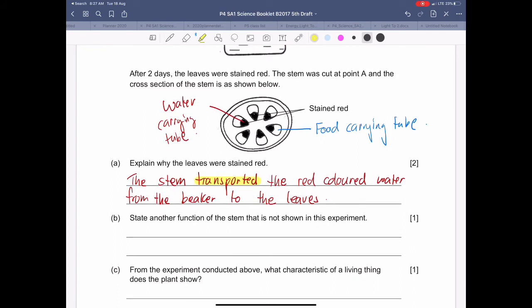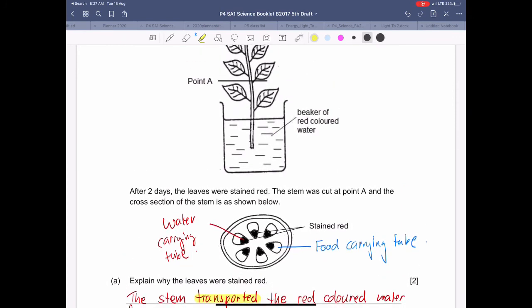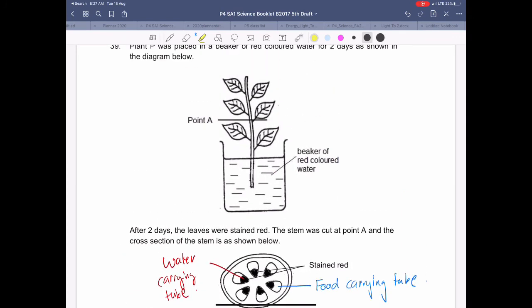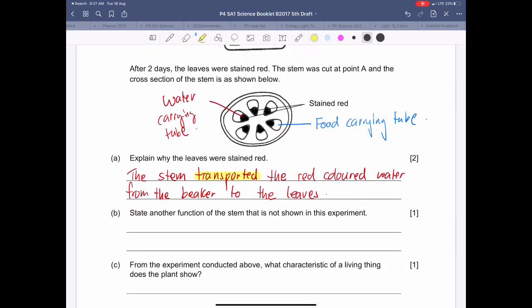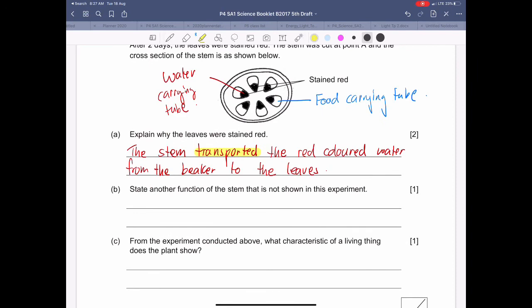State another function of the stem that is not shown in this experiment. Alright? So a lot of you couldn't get this question correct also. So you must look at this experiment. What is it not testing for? So you realize that one of the functions of the stem, if you remember, is to hold the leaves upright or hold the whole plant upright so that the plant gets maximum amount of sunlight. Okay? So that is one of the things.